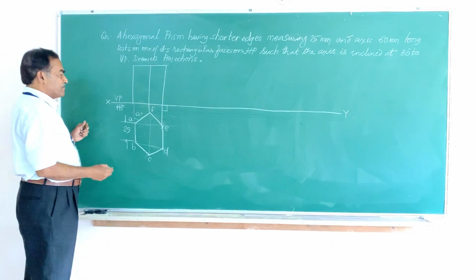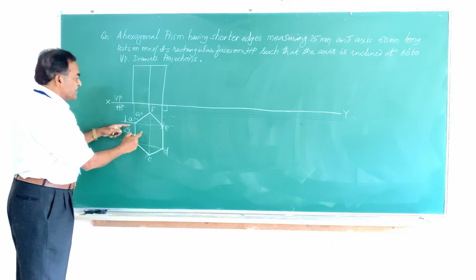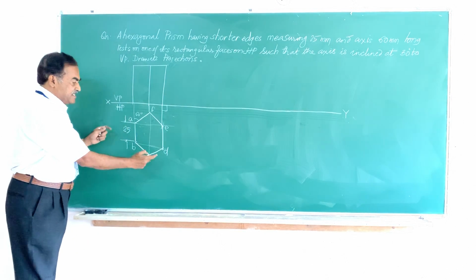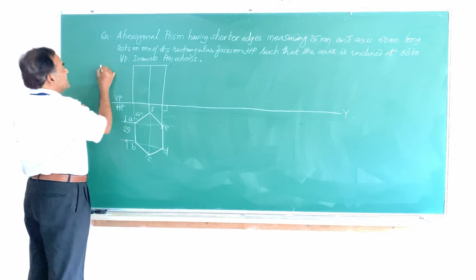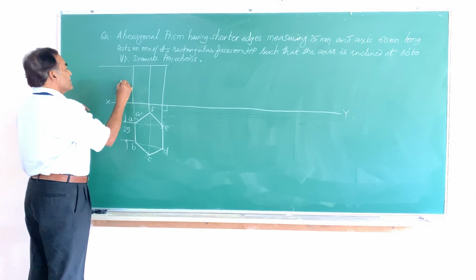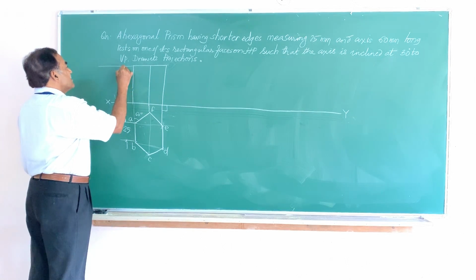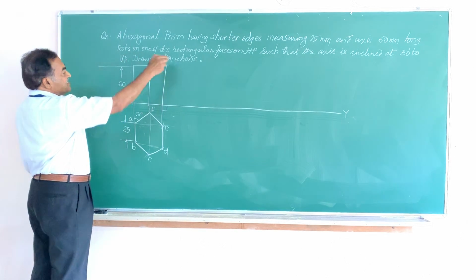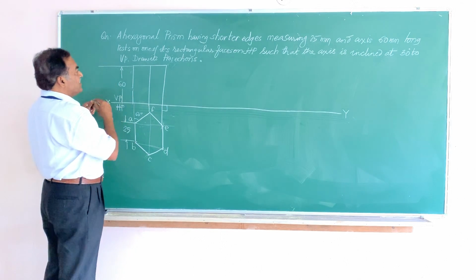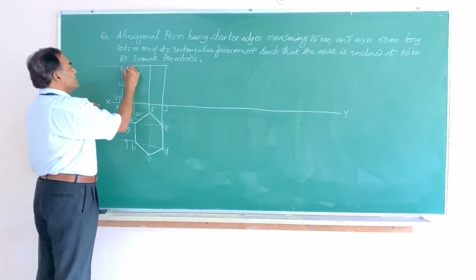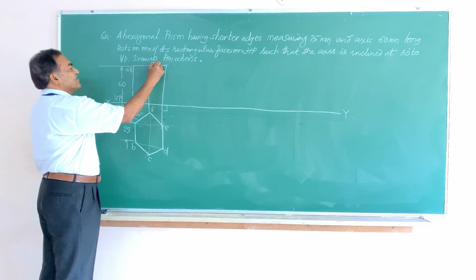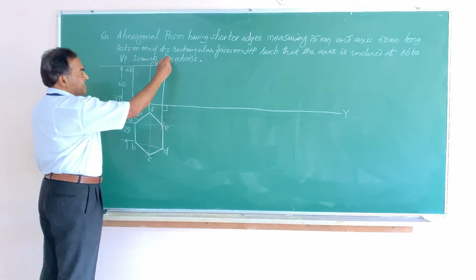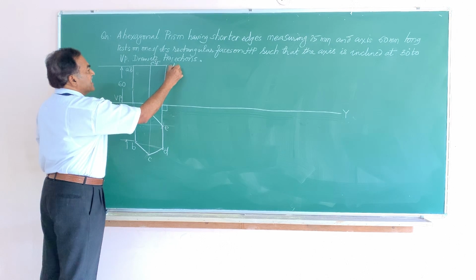So how to mark them? I told you, you start from the top view, mark A, B, C, D, E and F. Come to the front view, and here this figure is drawn with height as 60 mm because that is given in the question. So here is going to be ABC. So this point is going to be A dash B dash. This is C dash F dash, and this edge is going to be E dash B dash.